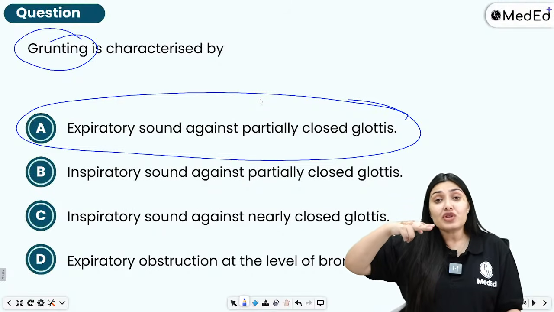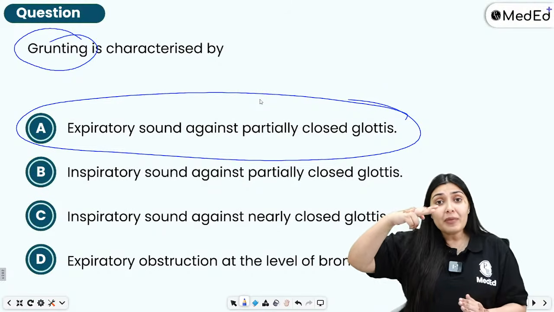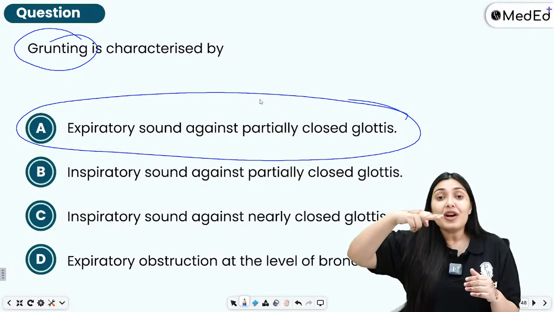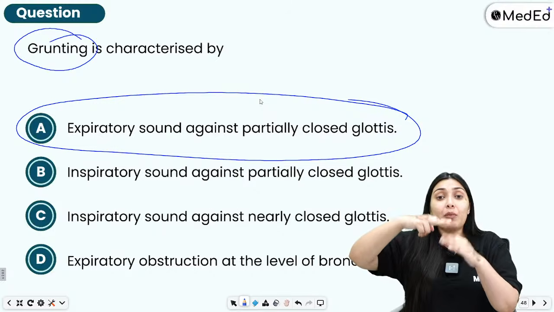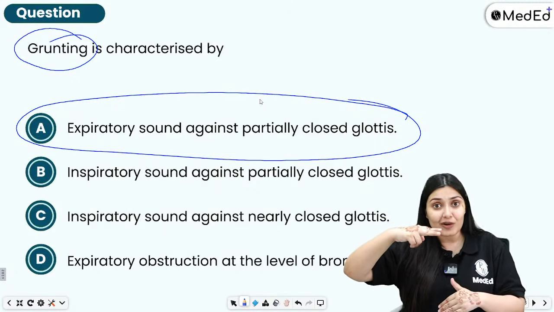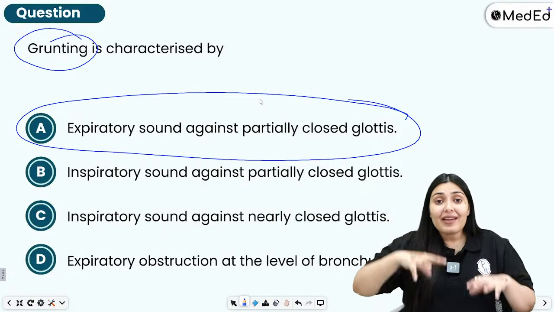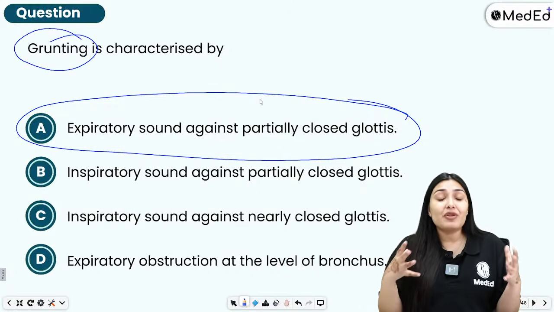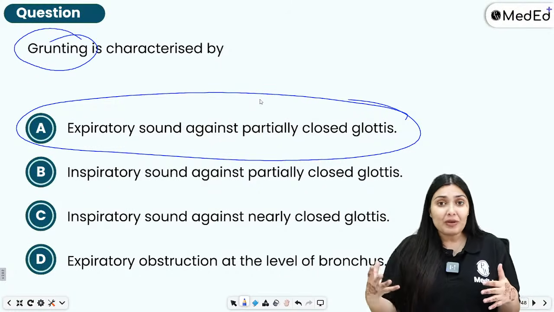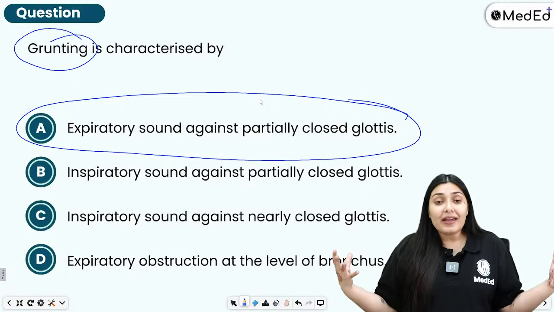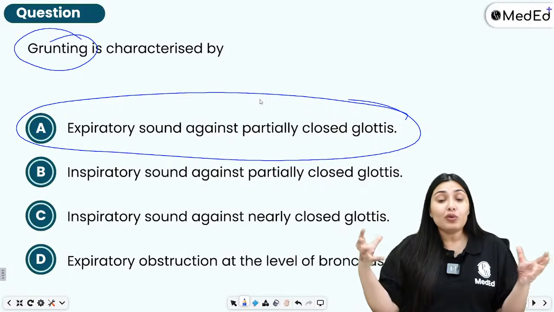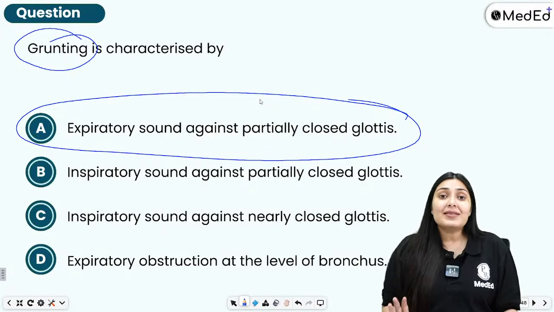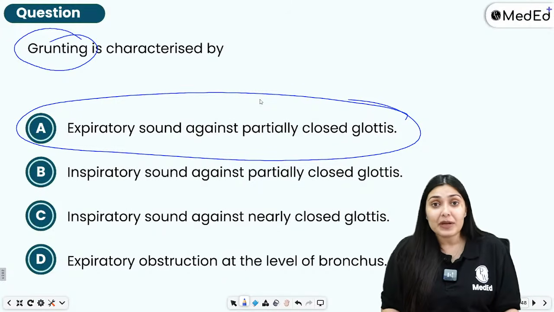What will this partial closure do? When the air is trying to escape at the time of expiration, this partially closed glottis will ensure that some of the air is trapped within the lungs, right? This generates a positive end expiratory pressure, a PEEP. It does not allow the alveoli to collapse. So it generates a positive airway pressure. This is helping the child in respiratory distress.